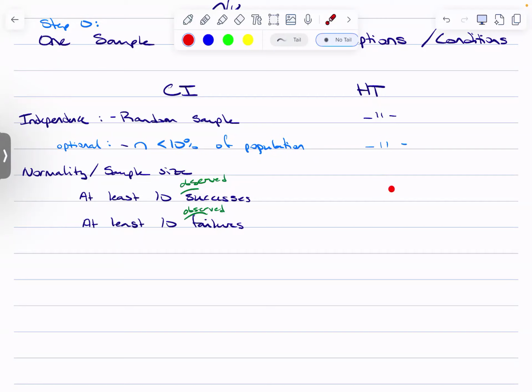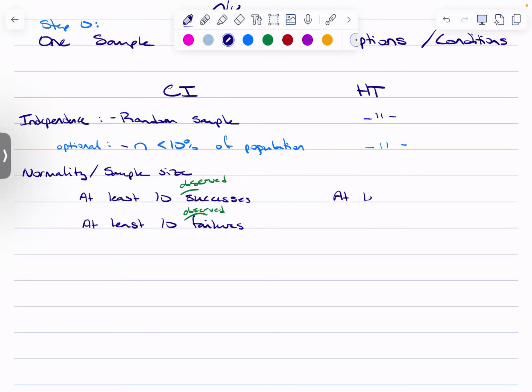Whereas if we're doing a hypothesis test, then I need to be able to detect my hypothesized proportion. And so the change here is I need at least 10 expected successes, and I need at least 10 expected failures. So the difference is the observed versus the expected.